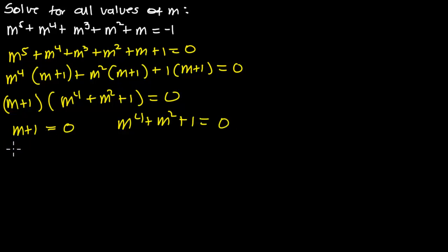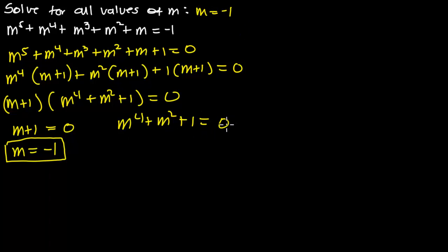Now from here, we can have m equal to -1. So m is equal to -1 is one of our answers. So let me write it over here: m is equal to -1. Now let us continue and solve for the values of m using the second equation.